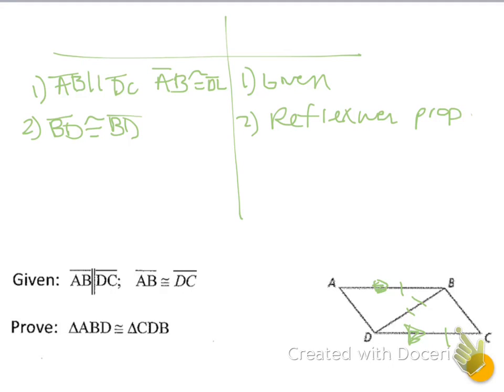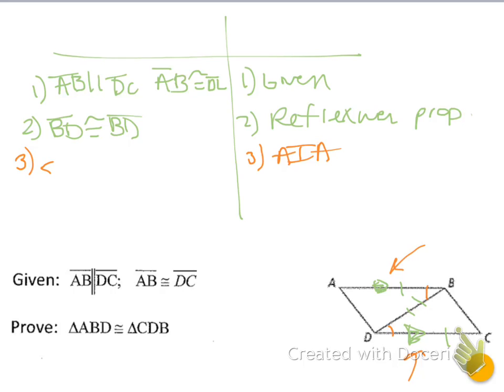So now I have two sets of things that are congruent. I need a third set of things. So if I know that we have parallel lines, I'm going to be using alternate interior angles. So I know my 3 is going to be the alternate interior angles because the parallel lines are the little arrows. Okay, and I need the one angle that's included in my two sides here. Okay, so this angle is included in those two sides.